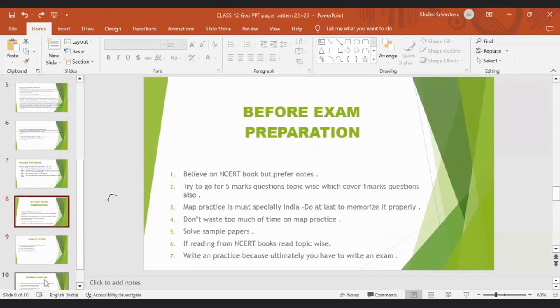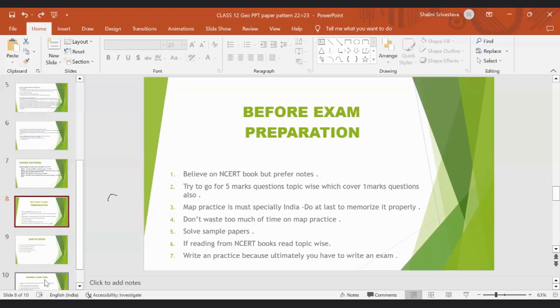Now, before the exam, how do we have to prepare? In this, believe in NCERT books, but prefer notes. Everything is going to come from the NCERT books only. Nothing will be there from outside the course syllabus. So you have to go for the NCERT book only. But side by side, you prepare your own notes. That's very important. Whatever you write, you'll be able to retain for longer.